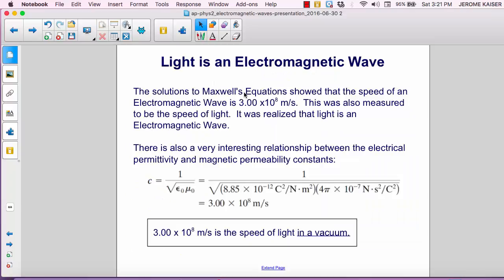Well, it turns out that light is an electromagnetic wave. The solutions of Maxwell's equations showed that the speed of an electromagnetic wave is 3 times 10 to the 8 meters per second. This was also measured to be the speed of light, and it was realized that light is an electromagnetic wave. There's also an interesting relationship between the electrical permittivity and the magnetic permeability constants, which below shows you that the speed of light is related to 1 over the square root of the product of the two. The answer, 3 times 10 to the 8 meters per second. That's the speed of light in a vacuum.